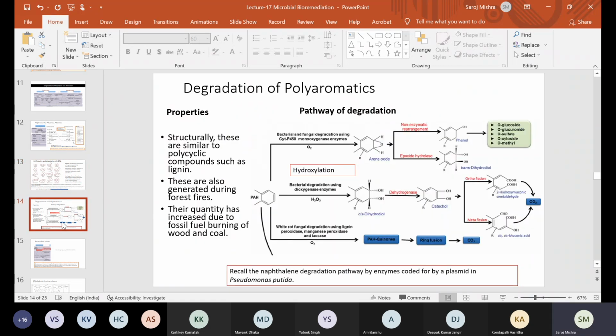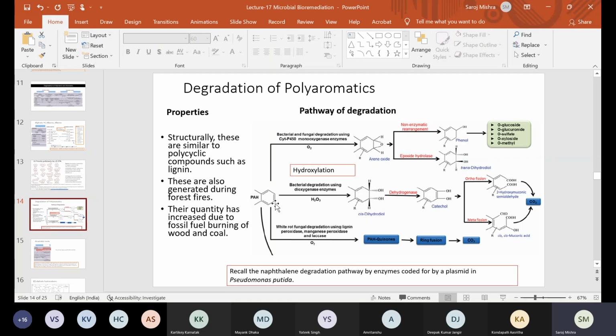So when you look at oxygenation of these compounds, the route is slightly different from what you saw for the linear chain compounds. For the linear chain hydrocarbons, you will recall that we were using either terminal oxidation or subterminal oxidation. But when it comes to aromatic compounds, whether single ring or multiple ring containing compounds, this is the way aerobically these compounds can be degraded.